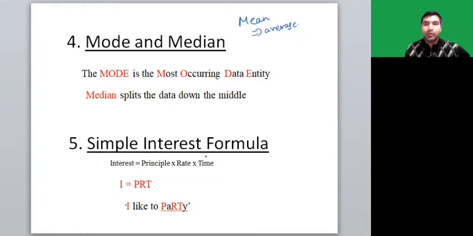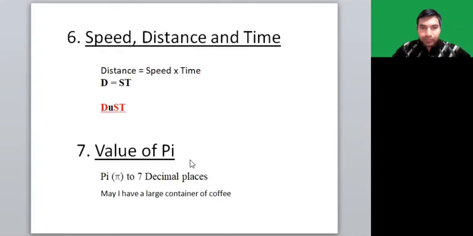Next one is the simple interest formula. What is interest? Basically, gain, right? Interest is equal to principal into rate into time. So how do we remember this formula? The mnemonic you can use is "I like to party", or "I'm going to a party". So I, and then PRT of party. I equals PRT: interest equals principal amount into rate into time. Okay, are you with me? Let's see the next one.